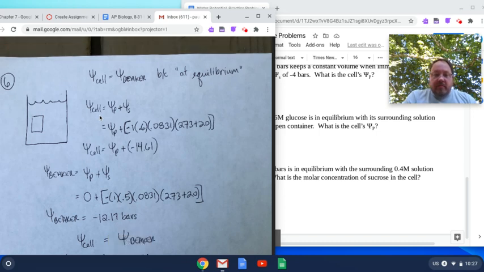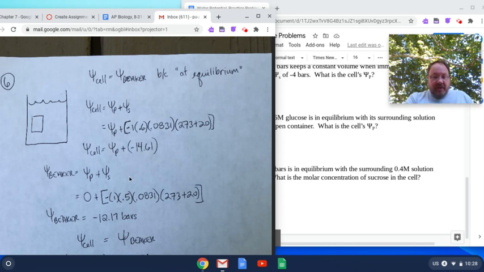Calculating what we know about the cell, they said it's sucrose, so we know the ionization constant will be 1. It's 0.6 molar, so there's our concentration. 0.0831 is our constant. And then the temperature, again, they gave it to us in Celsius, 20 degrees Celsius. We convert that to Kelvin. So you end up calculating a solute potential of negative 14.61 bars for the cell.